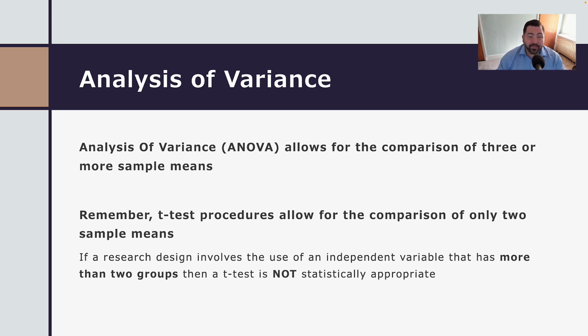So ANOVA really has an important component in that it allows us to do what we would want to do with multiple t-tests, but instead it does it with one test and protects that alpha level at p less than 0.05. We call this protecting the family-wise error rate.